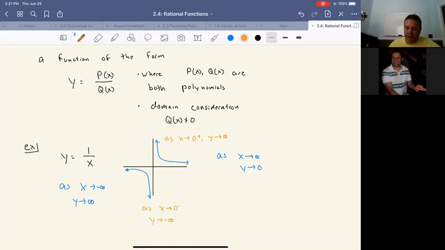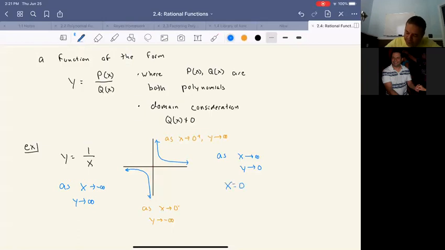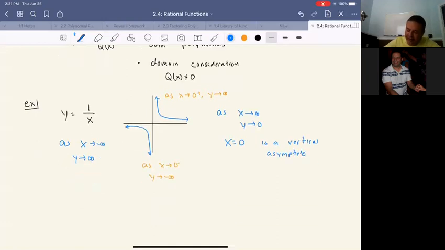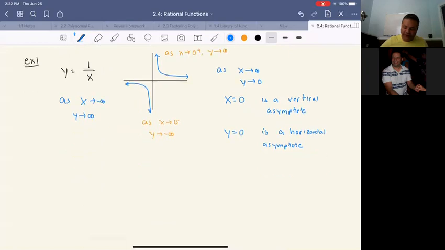Okay, now we could say that x equals 0 is a vertical asymptote, and y equals 0 is a horizontal asymptote. Okay, so this is just some of the language that we use to talk about rational expressions. Okay, let's take a look at another.